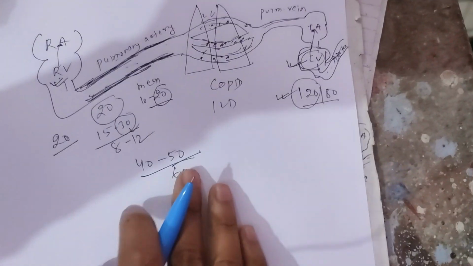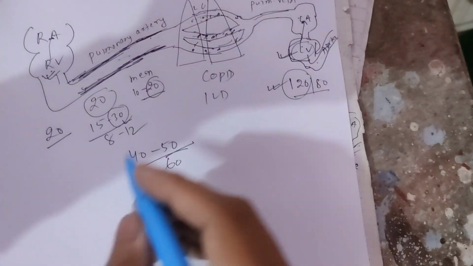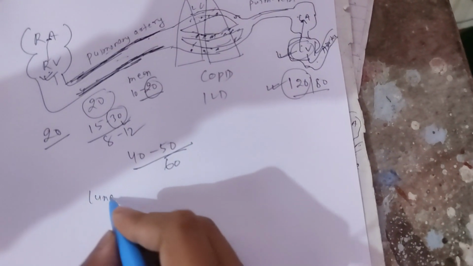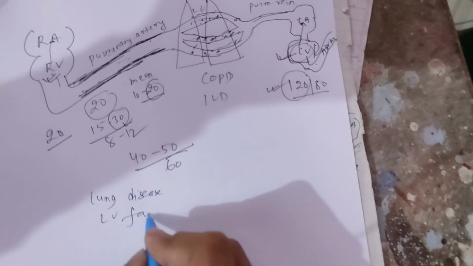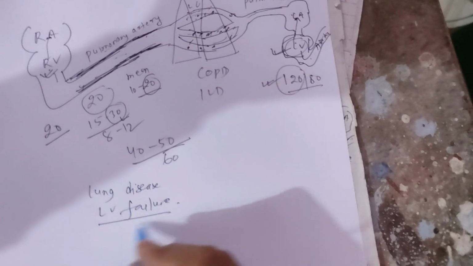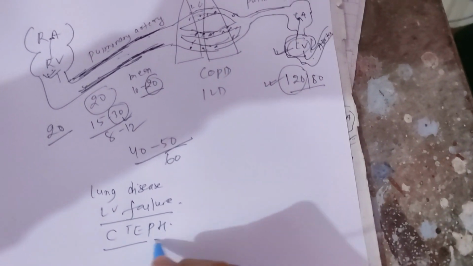So what are the causes? One can be the pathology in the pulmonary artery itself. Second can be lung disease like COPD, ILD. Third can be left ventricular failure. Fourth can be chronic thromboembolic conditions causing pulmonary hypertension.